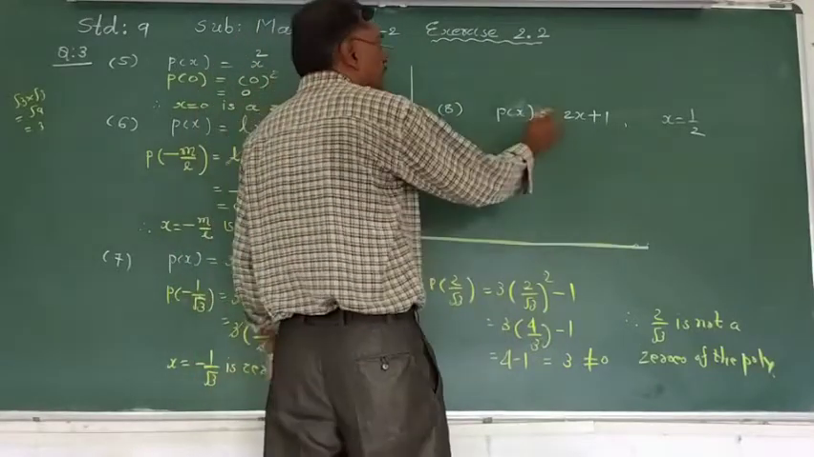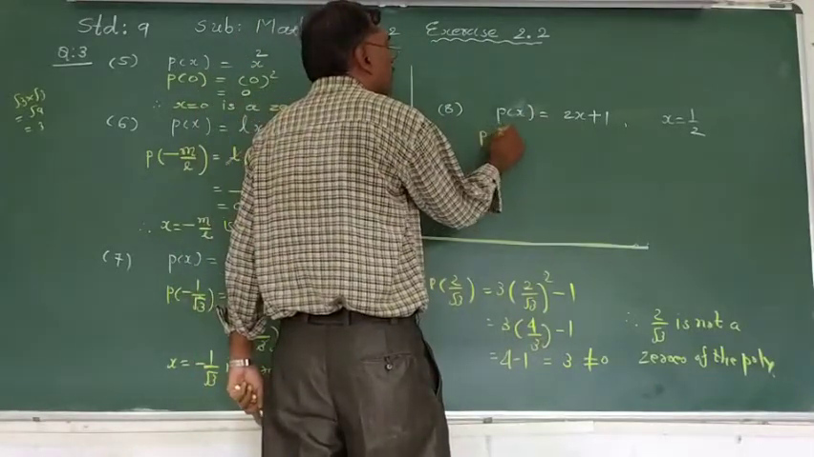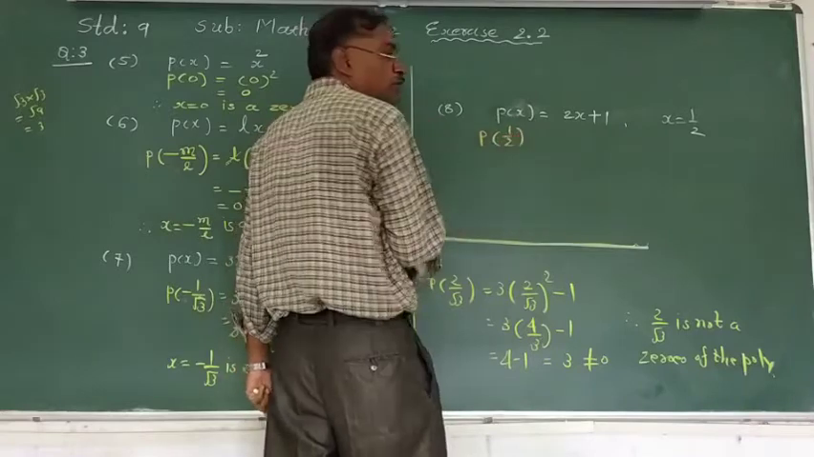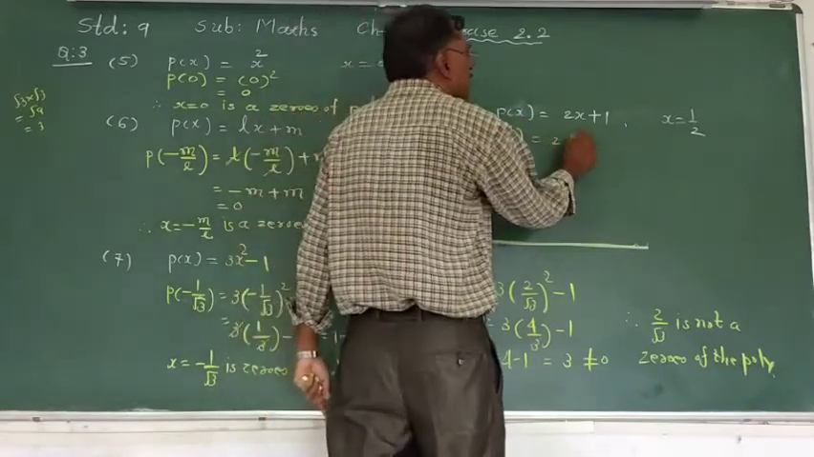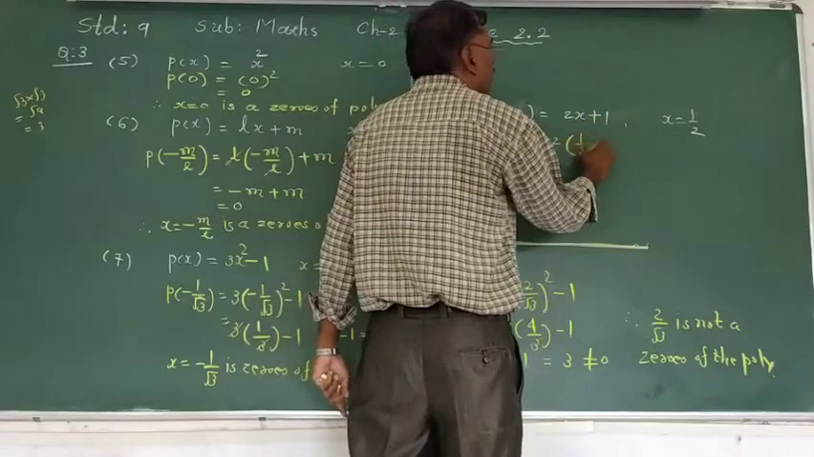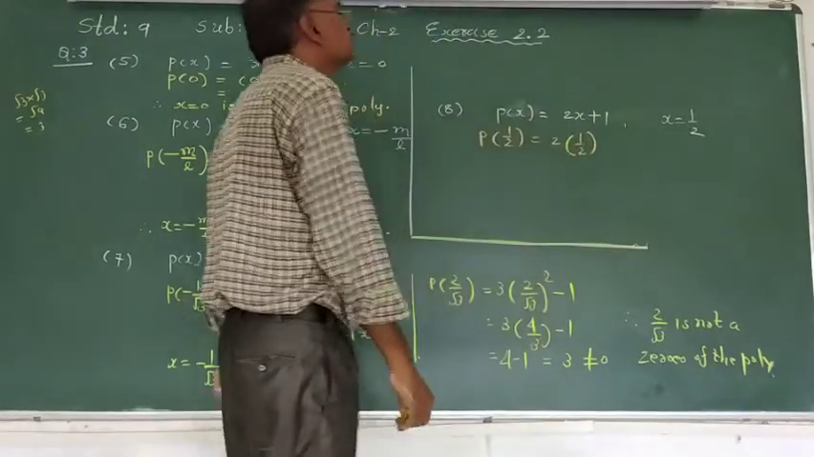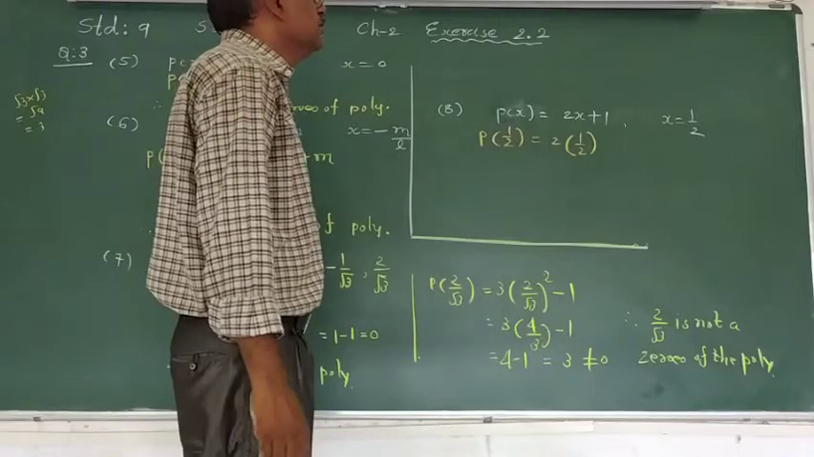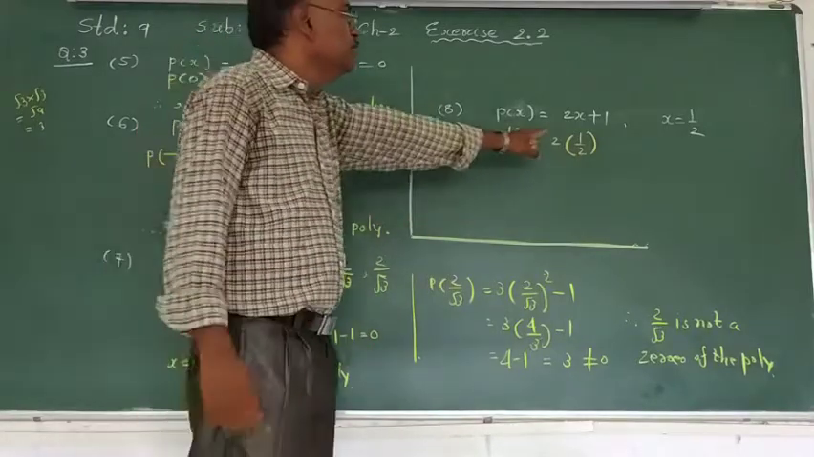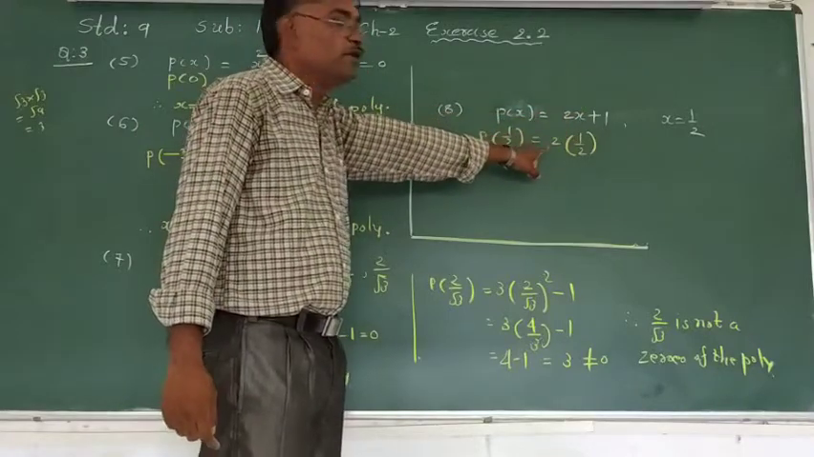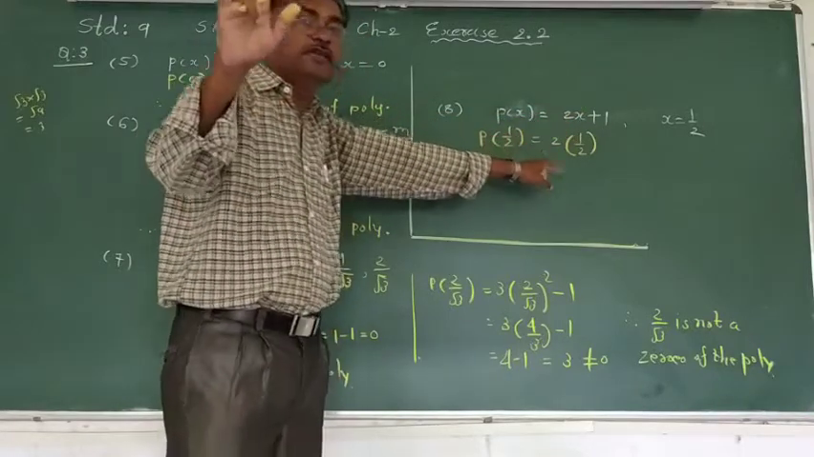Put the value of x equal to 1 upon 2. P of 1 upon 2. Write x equal to 1 upon 2 in place of x. So 2 times 1 upon 2. One minute, I think the value is x equal to 1 upon 2 or minus 1 upon 2. We will check it, don't write.